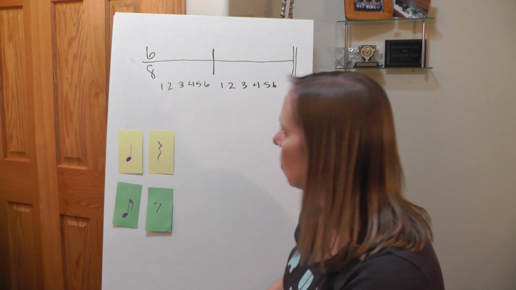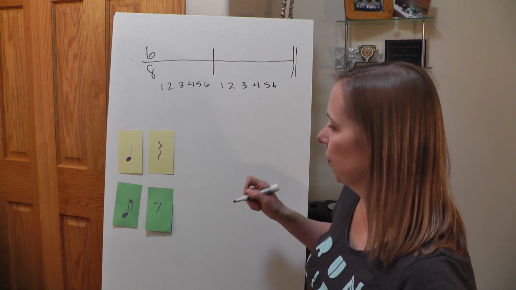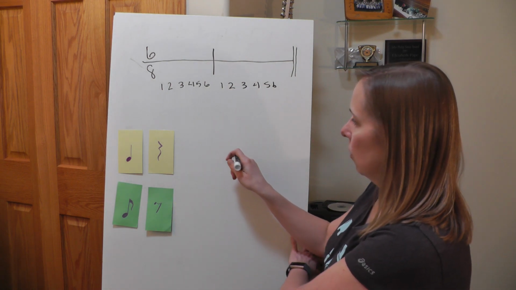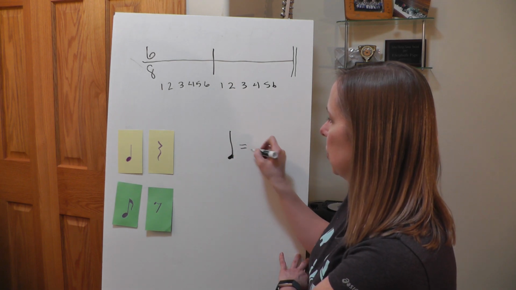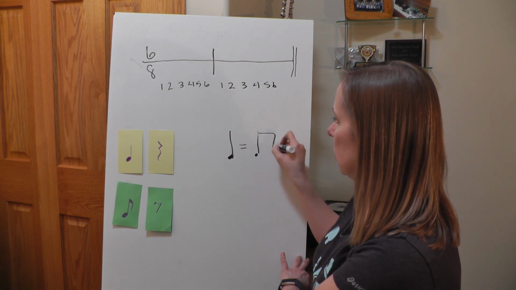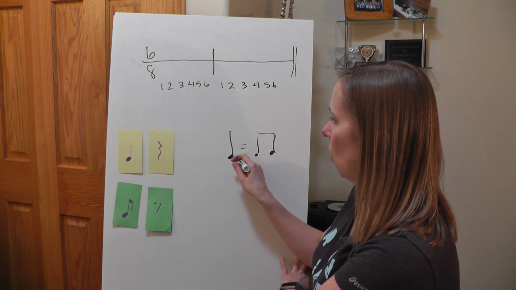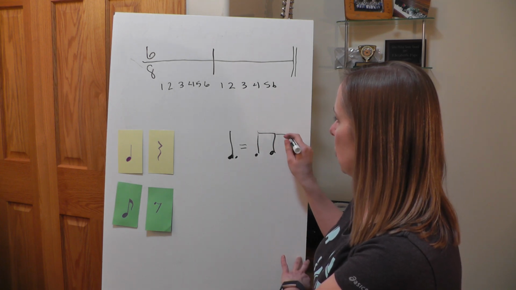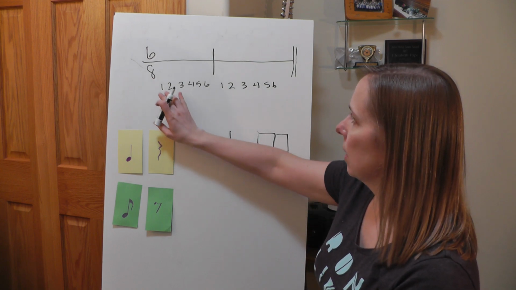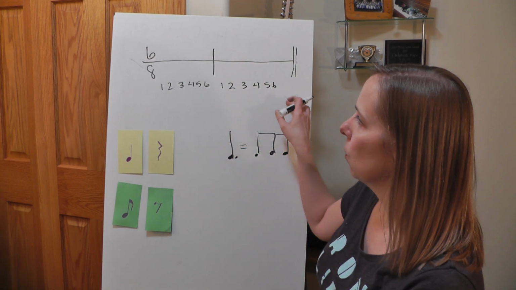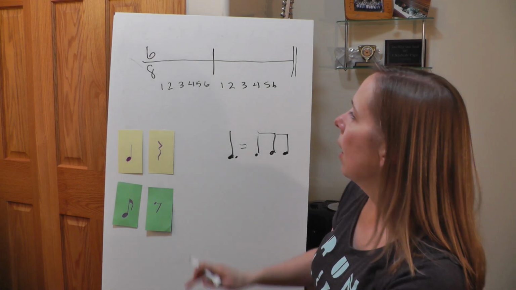And then let's also include a dotted quarter note. So a dotted quarter note, if you remember from back in the day, quarter note is equal to 2 eighth notes. So a dotted quarter note is equal to 3 eighth notes. So it takes up 3 of these spaces, and you can put that anywhere that you want in there.